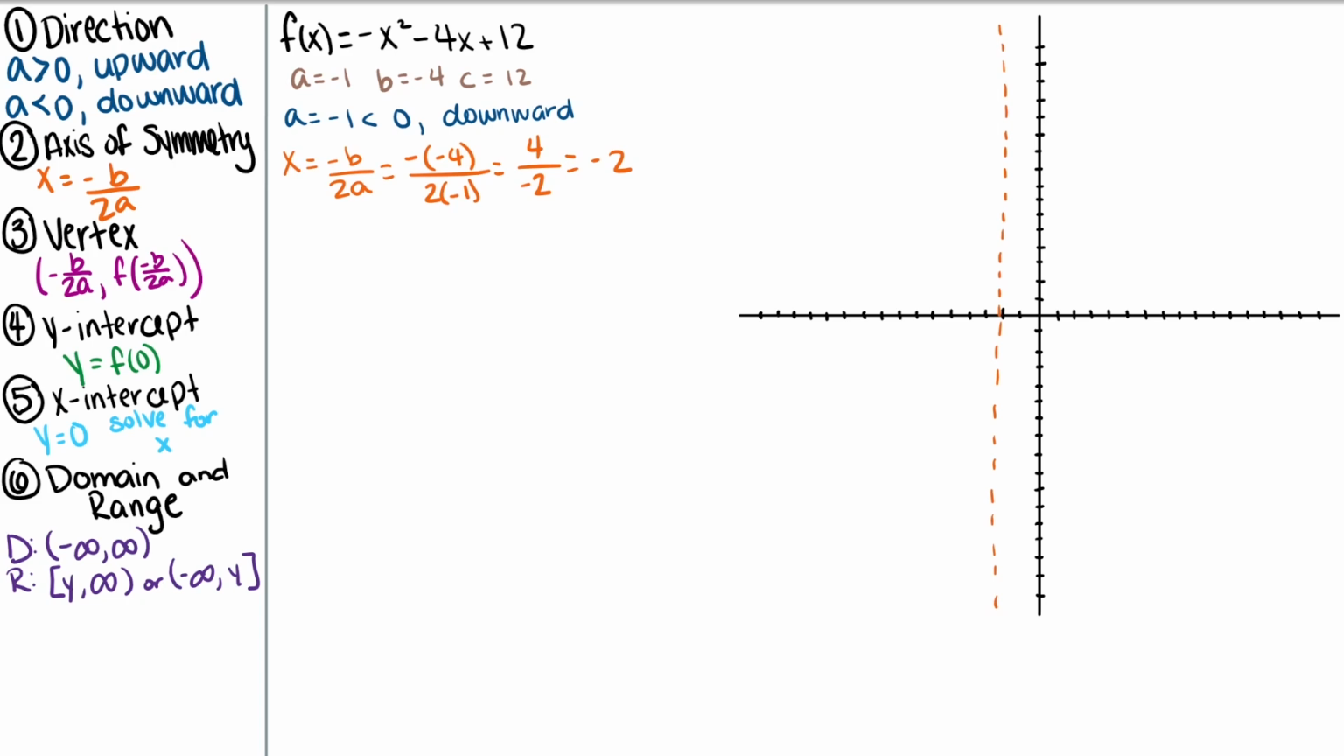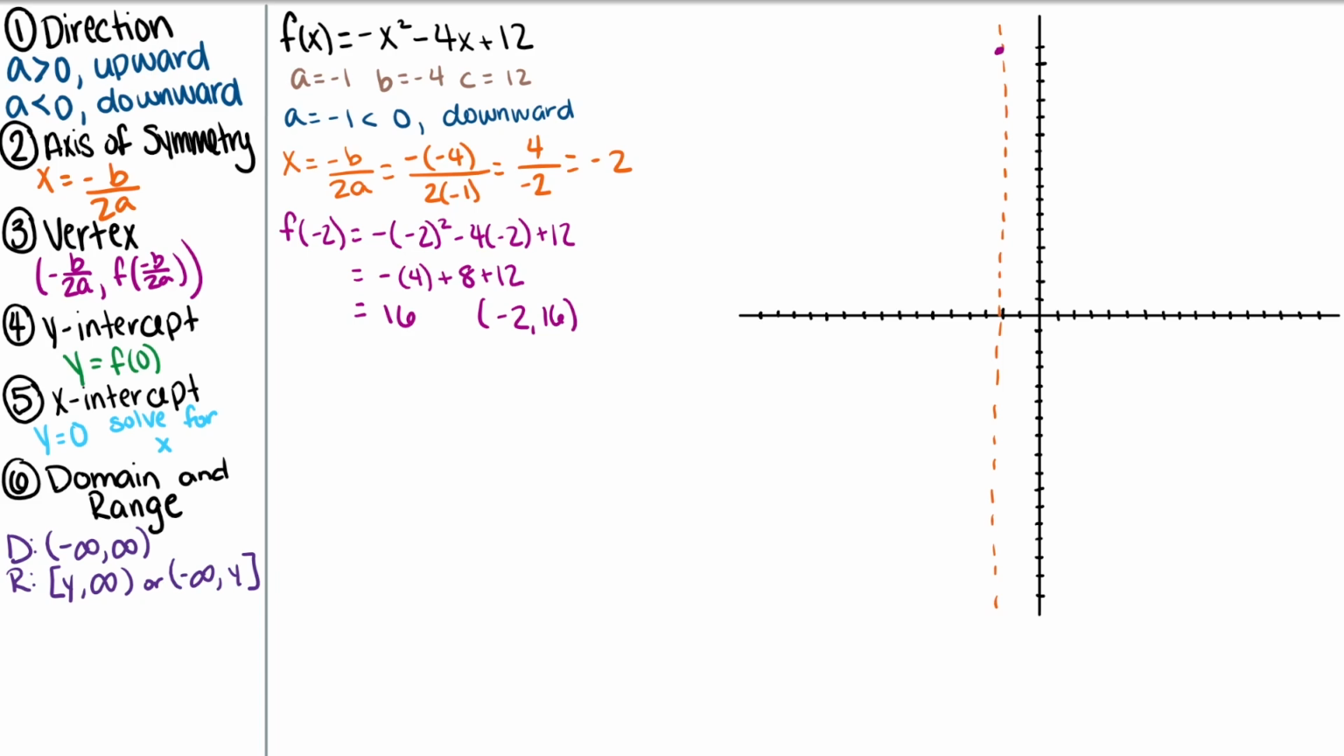For our vertex, we'll plug in negative 2 into our function to find the y-coordinate. So f of negative 2 is equal to negative 2 squared minus 4 times negative 2 plus 12. That's equal to negative 4 plus 8 plus 12, which is 16. So our vertex is at negative 2, 16.